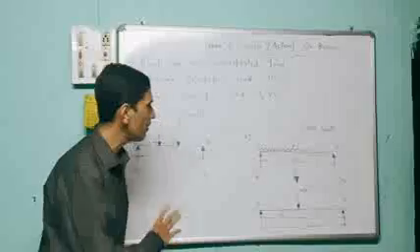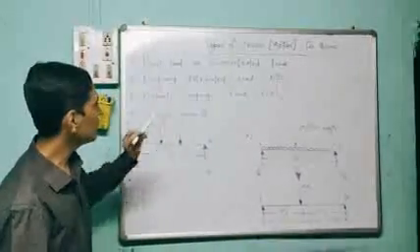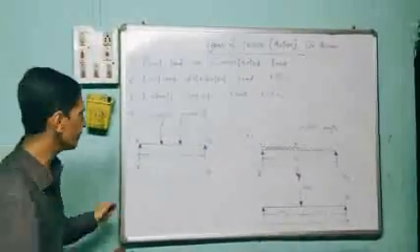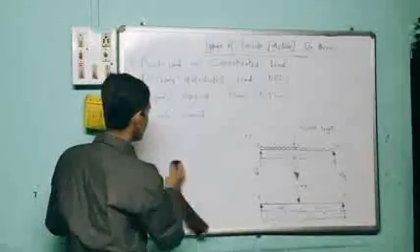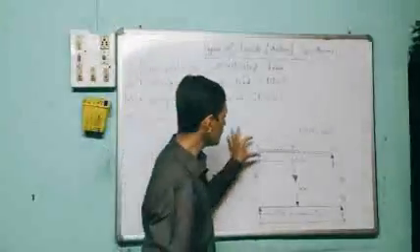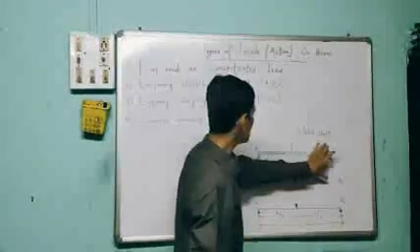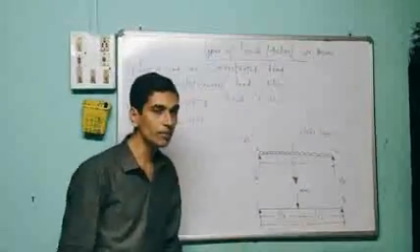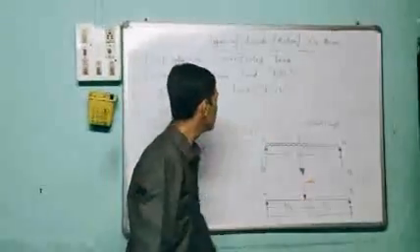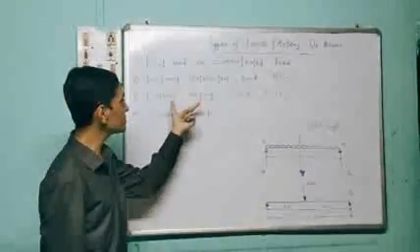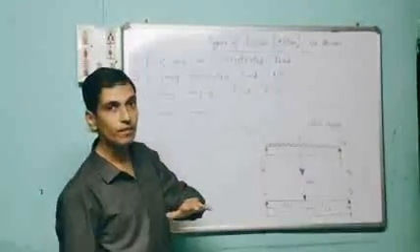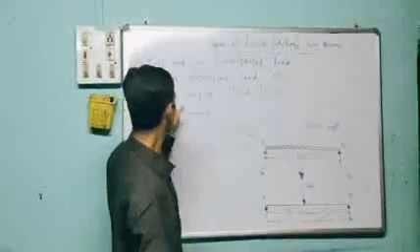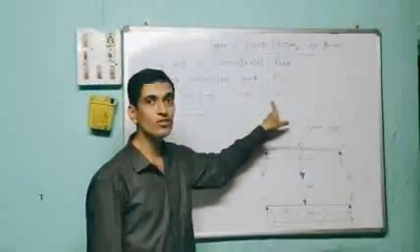Now I will explain the third one, that is uniformly varying load. Why is it called a uniformly varying load? In case of UDL, the intensity of load is distributed uniformly throughout the total length of a beam or on a certain length of a beam. But in case of uniformly varying load, the name itself indicates the load which is uniformly varying from one end to the next end of the beam. That load is known as uniformly varying load. In short, it is called UVL.